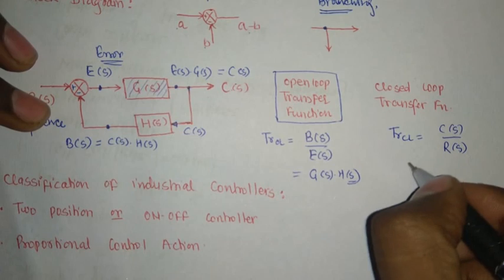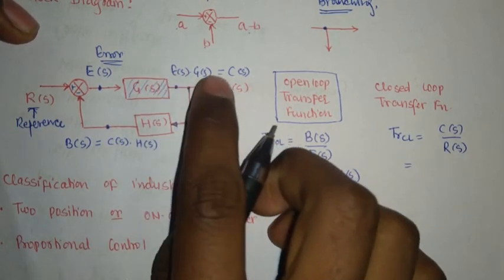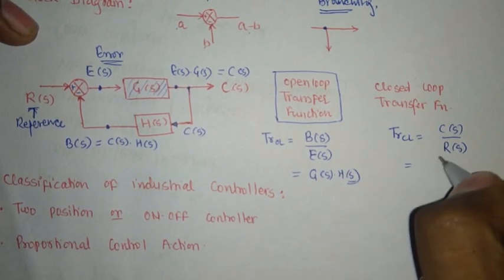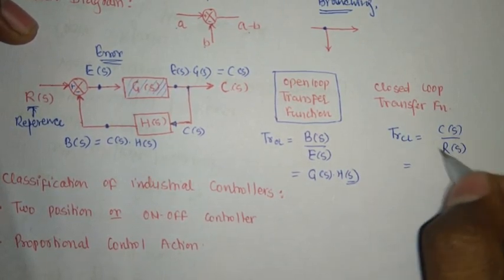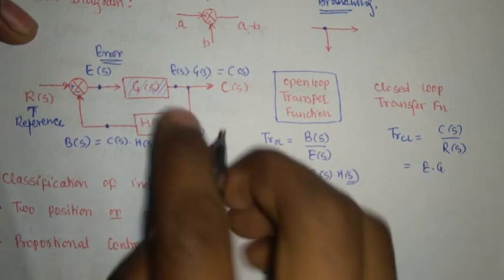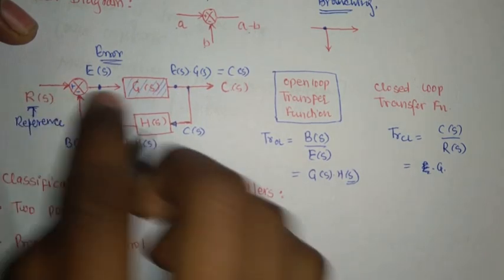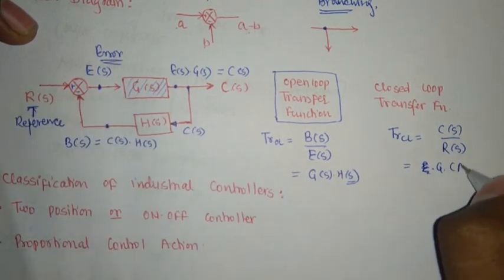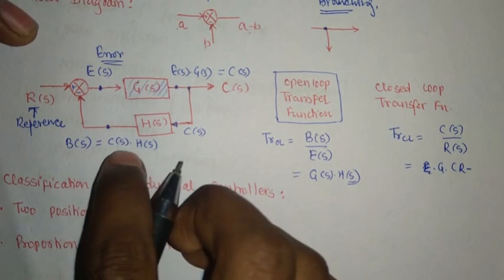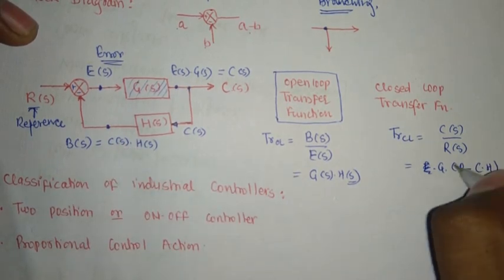Now if I want to calculate this value, C(s) upon R(s), what will it become? C(s) is what? E(s) into G(s). So I will just write those values out here. So C(s) is E into G, right? E into G, and E is what? E was R minus B, right? R minus B, and B is what? C into H.